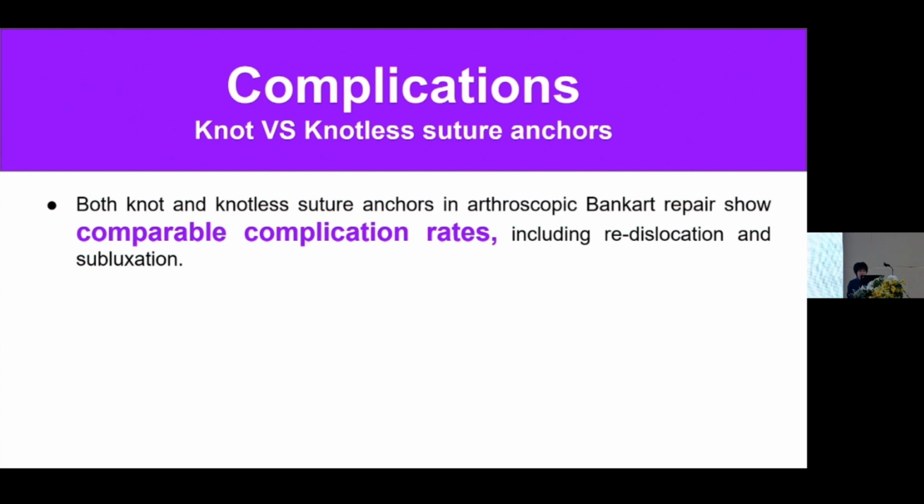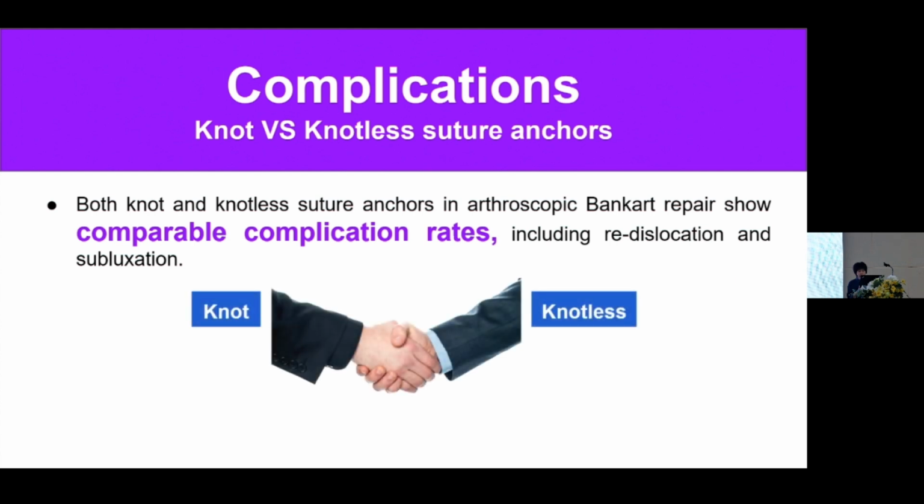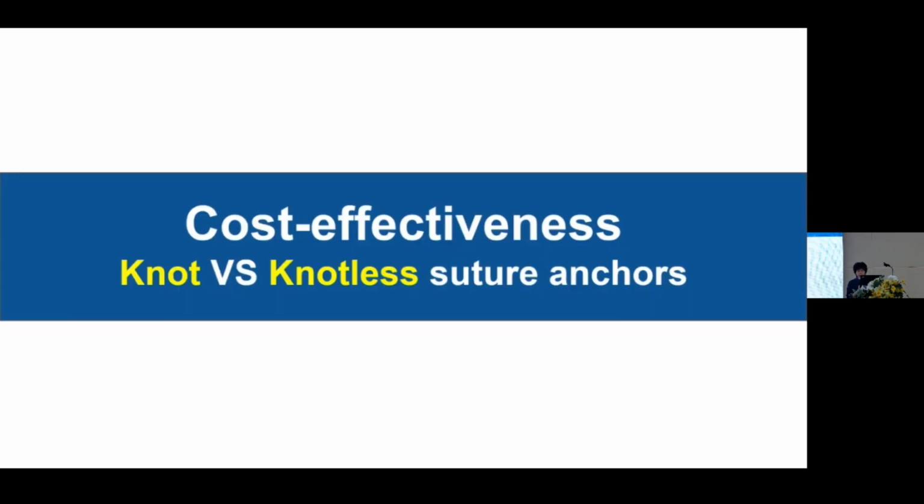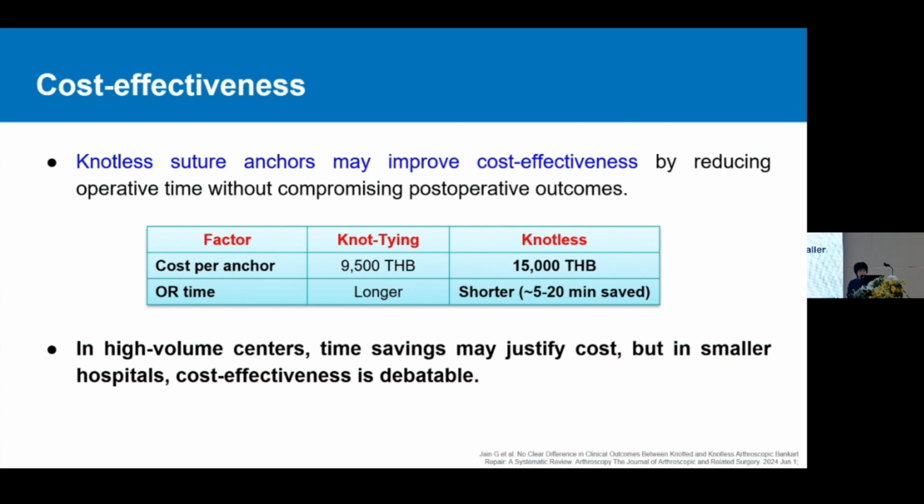So for the complications, we can conclude that both knot and knotless suture anchors are comparable in complication rate. However, some studies found more redislocation with knotless anchors. The cost-effectiveness. The knotless suture anchors may improve the cost-effectiveness because they can reduce the operative time. By the way, the knotless suture anchors are more expensive than the knot tying suture anchors, by about 5,000 baht. So it is recommended that in high-volume centers, time savings may justify the cost, but in smaller hospitals, the cost effectiveness is debatable.